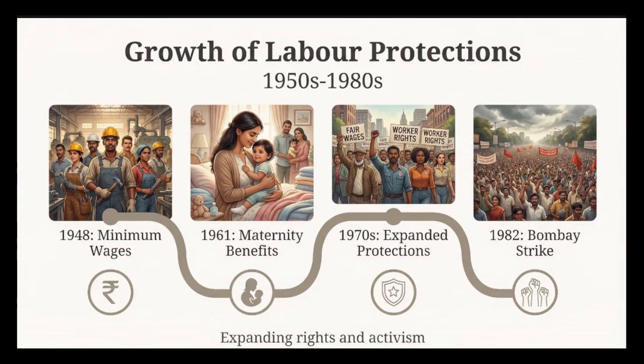Growth of labor protections. From the 1960s to the 1980s, India's labor laws expanded to include more comprehensive protections such as the Maternity Benefit Act of 1961 and the Bonded Labour System Abolition Act of 1976. These laws aimed to enhance the welfare and rights of workers across various sectors.